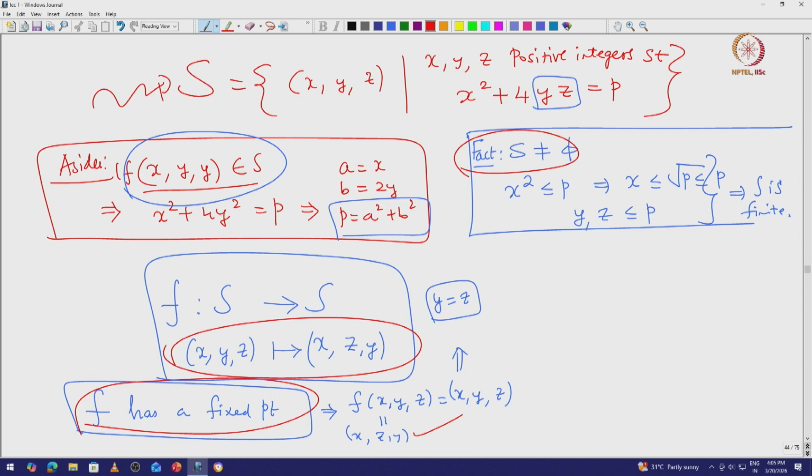Okay, so yeah, this is what I wanted to tell you about some application of this involution, and with this I will stop here. And in the next class we will start with axiom of choice and partitions of sets and so on. Okay, I will stop here.